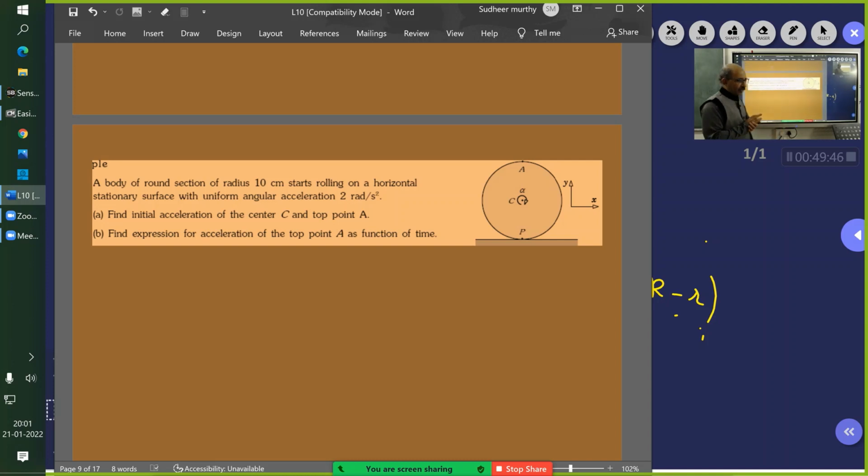It is like this, the body is like this, you have put your hand and say 1, 2, 3, you start applying the torque. So the initial angular velocity omega is 0 to begin with. Okay, and then you continuously apply torque, therefore the angular acceleration is continuous. So alpha is continuous. Find the initial acceleration of the center C and the top point E.